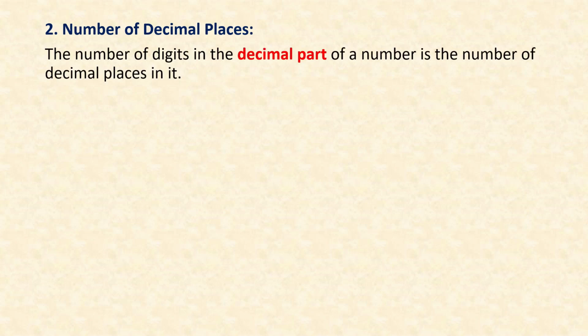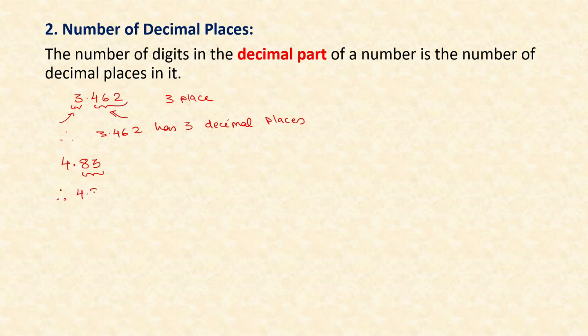Now let us understand how to find the number of decimal places. The number of digits in the decimal part of a number is the number of decimal places in it. For example, 4.83. How many digits are present after this dot? We can see after this dot 2 digits are there. It means in the decimal part of this number 2 digits are there. So we can say 4.83 has 2 decimal places.